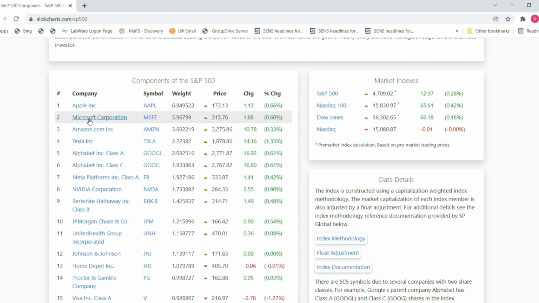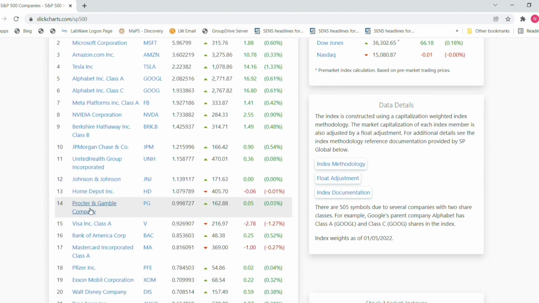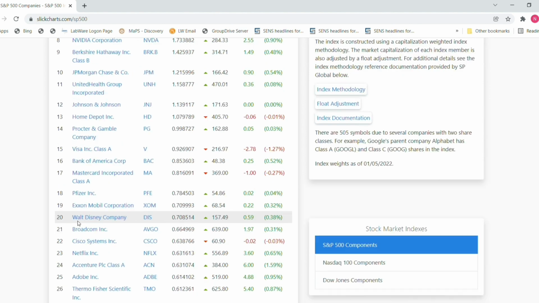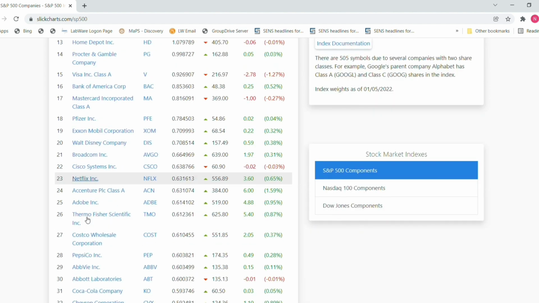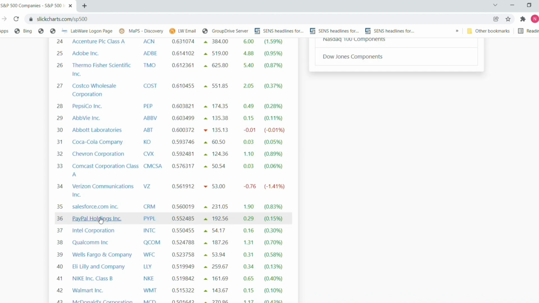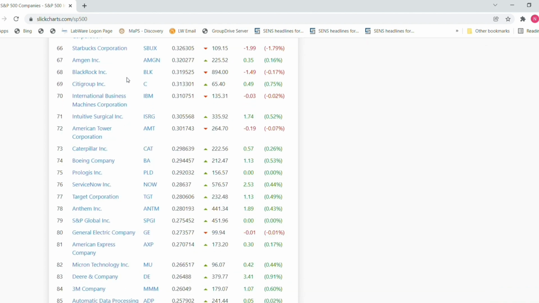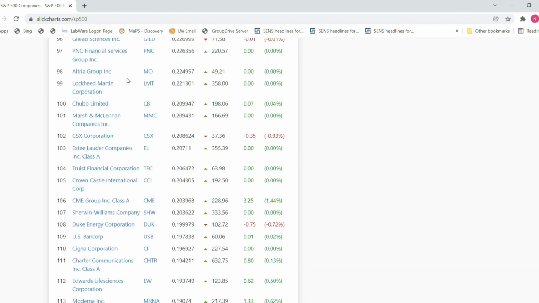Number two is Microsoft, Amazon, Tesla. Alphabet Inc. is Google. There's Meta Platforms, which is Facebook. I'm only mentioning the ones that you know, right? Because the other companies might not be familiar to you. There's Johnson & Johnson. There's Procter & Gamble, there's Visa, MasterCard, Pfizer, Walt Disney, Netflix, Adobe, PepsiCo, the Coca-Cola Company, PayPal, Nike, McDonald's, and the list goes on and on.